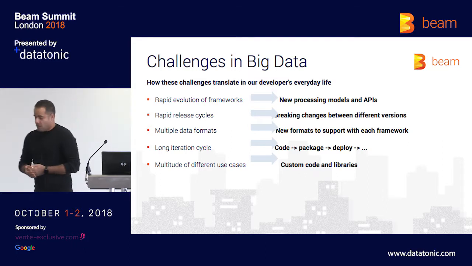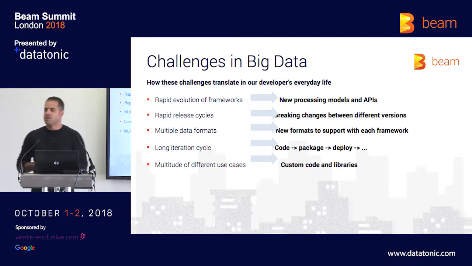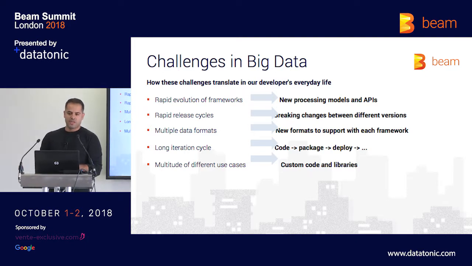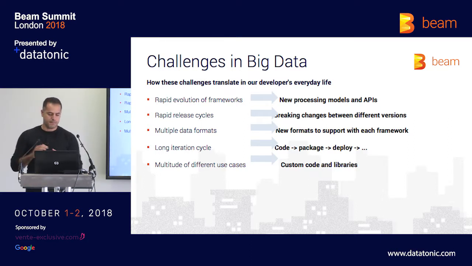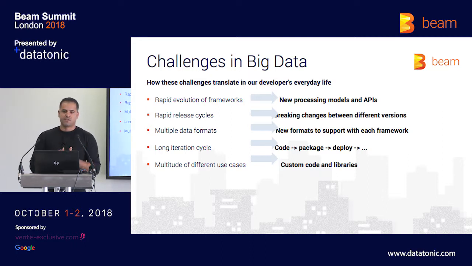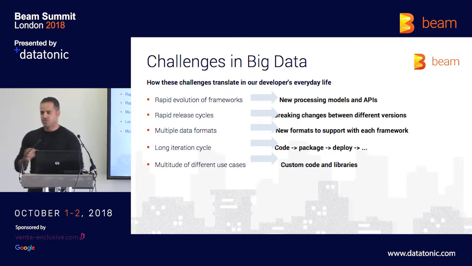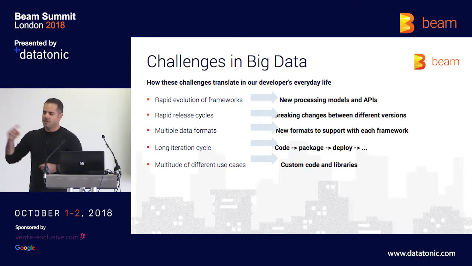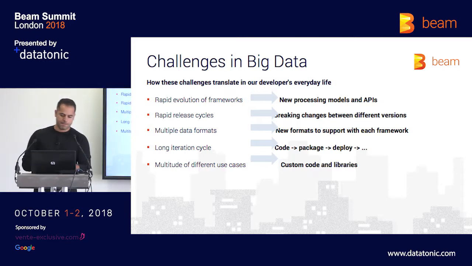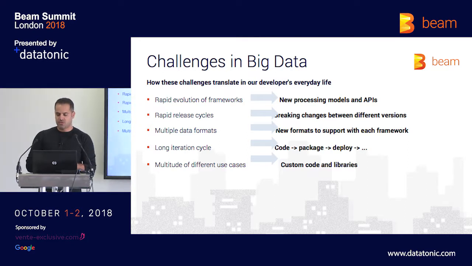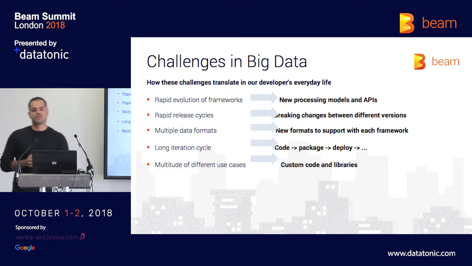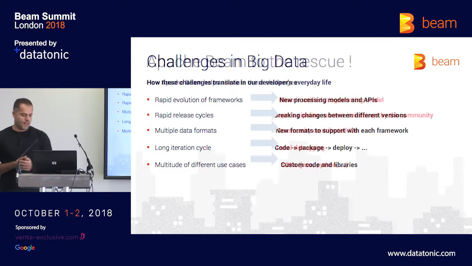Every new framework brings along a new API. We have to work through the API, work through the breaking changes between the different major versions of this API. And then we get all of these different data formats that we need to test with all of the different frameworks. The iteration cycle is you code, you package, you deploy, you test locally, you test on a cluster, and then rinse and repeat for every combination of data format plus framework. And then at the end, you get to some custom code and custom libraries that go along with your use case.